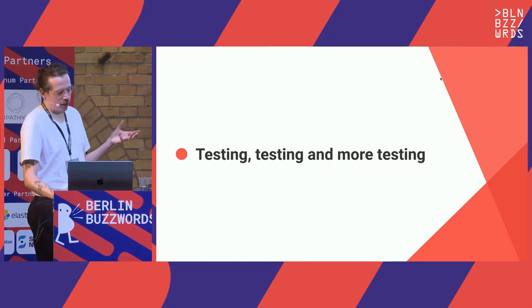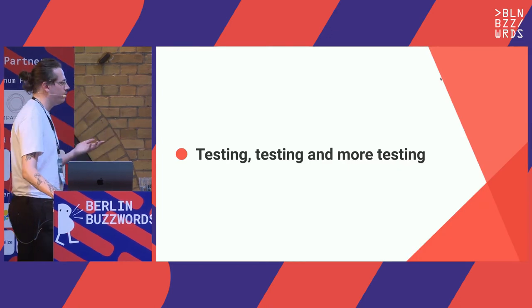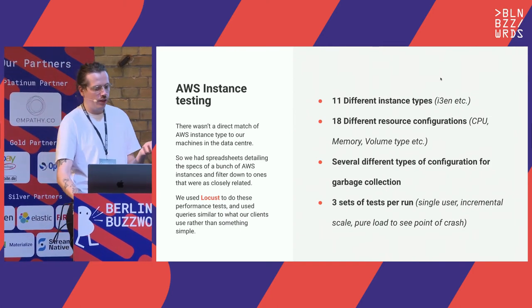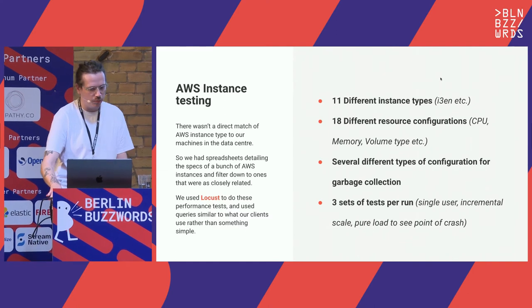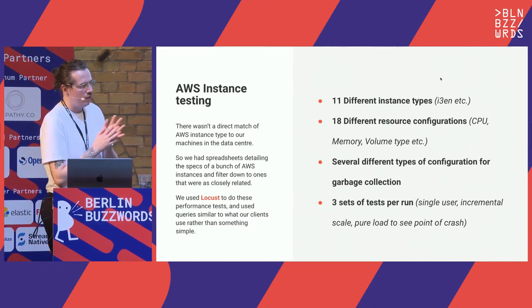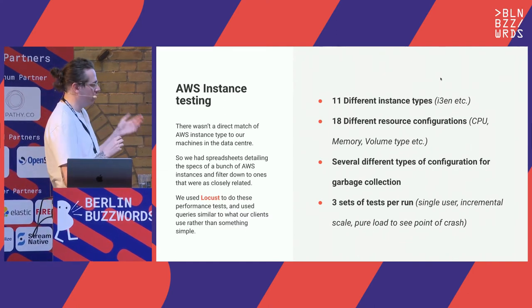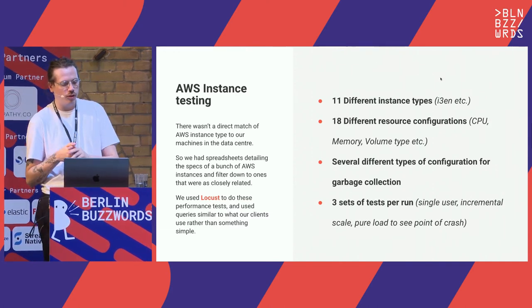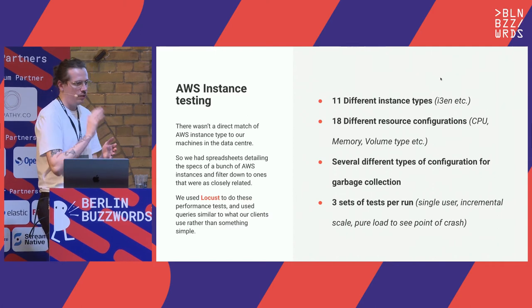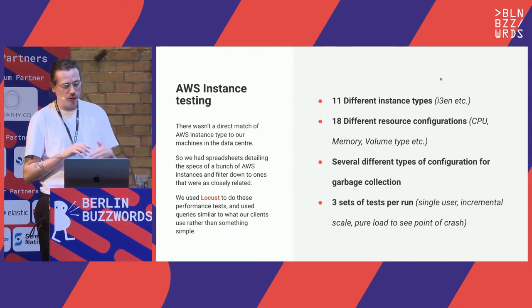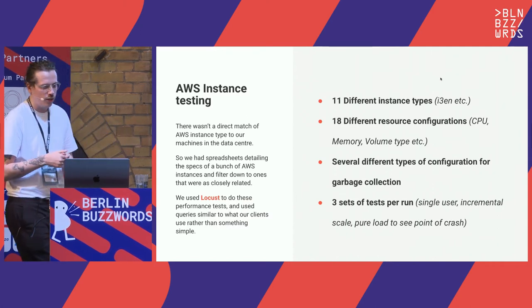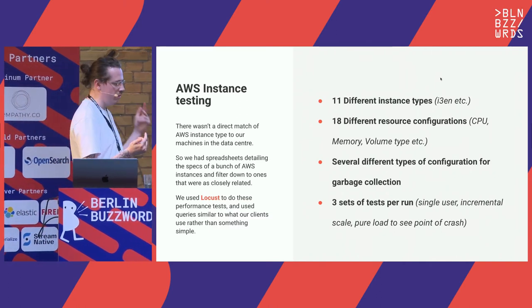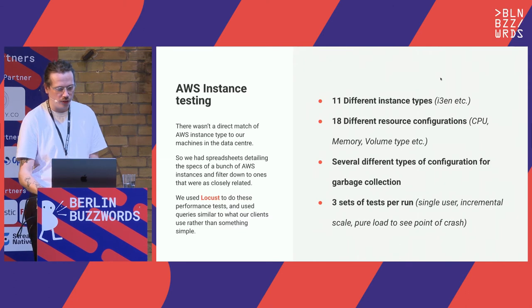But we have our cluster, and now we obviously need to test things. We didn't have anything in AWS before in our team, so we had to see what would work. Originally, there wasn't any like-for-like machine, so we compiled a spreadsheet, got all the instances, and tried many different configurations. Then we did different types of tests, which would be a single user, incremental, and purely throttling the cluster.